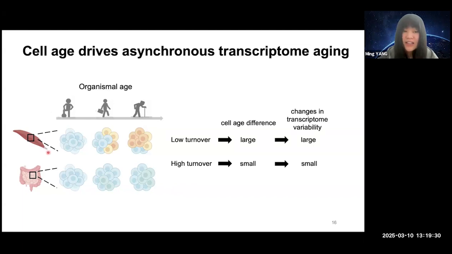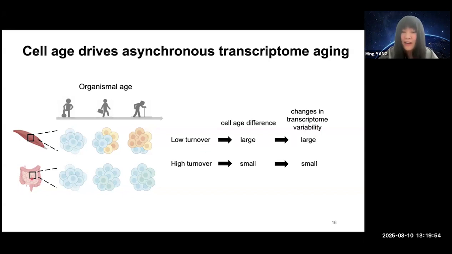For different organ systems, even if they are in the same organism, they have very different cell turnover rates. So for some organs which have a slow turnover, their cells age together with the organism's age. So we see a large cell age difference between young and old animals. And at the same time, we see large changes in the transcriptome variability.